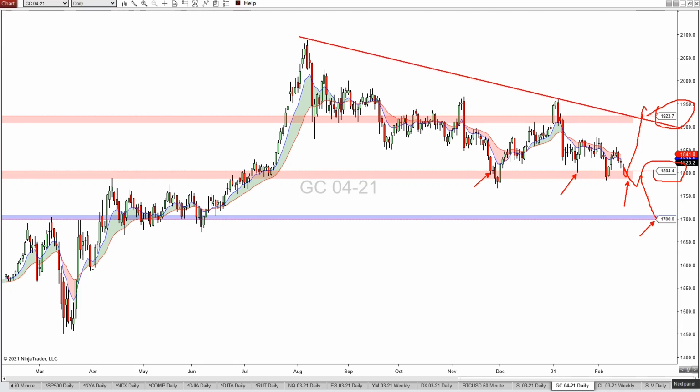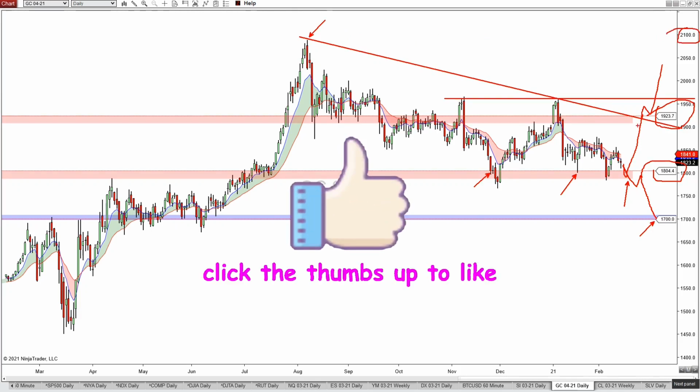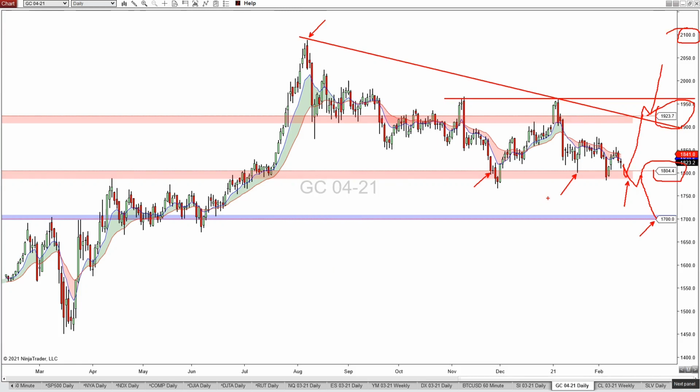In other words, if it breaks above this 1923, then I'd be watching to see if it would be able to get above this 1950-ish area and then move back up toward the 2089 or near the 2100 level. So that's what I see on gold.